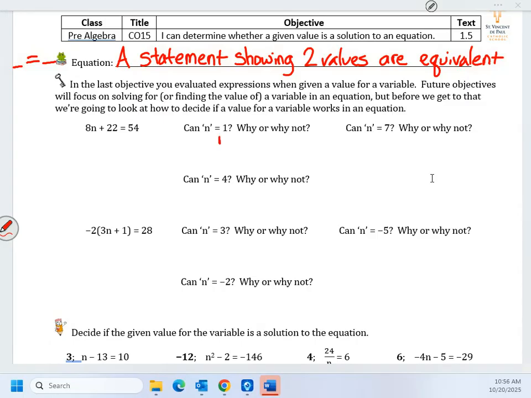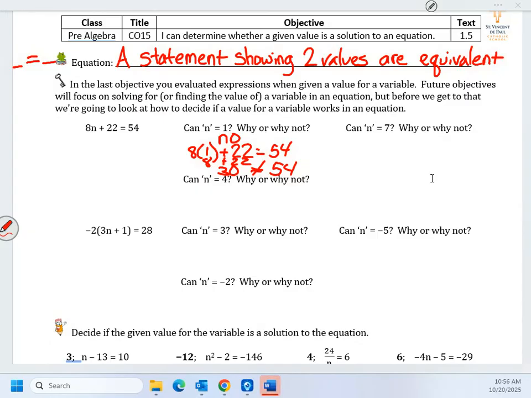So Laura says it's no, because when we put that 1 in for n, we put it in, then we have to do the math. 8 times 1 is 8 plus 22, that equals 30. 30 does not equal 54. So that value does not work as a solution.